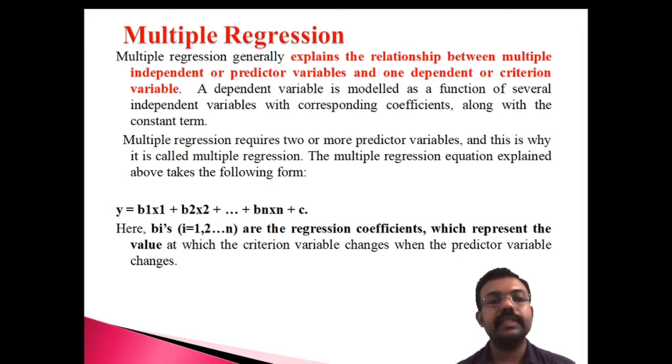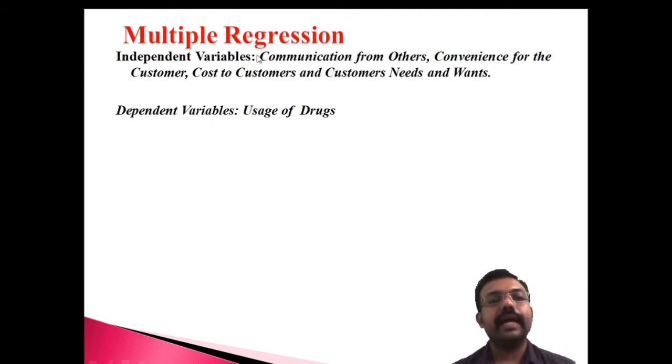For this purpose, I am selecting the dependent and independent variables. Let's see what the dependent and independent variables are. For this analysis, I select these independent variables: communication, convenience, cost, and customer needs and wants. These are the independent variables of this study, and the dependent variable is the usage of drugs.